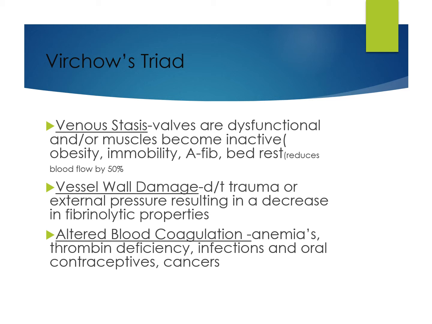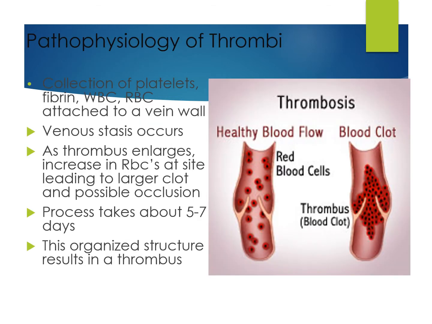Pregnancy is also a huge hypercoagulability episode. Anemias that we discussed before, malignancies, cancers, dehydration, and pregnancy are all responsible for the blood getting thicker. So when you are thinking about that thrombus that is forming, there's a collection of platelets, fibrin, white blood cells, red blood cells, and they get stuck to that vein wall.